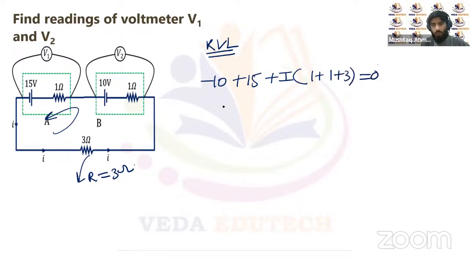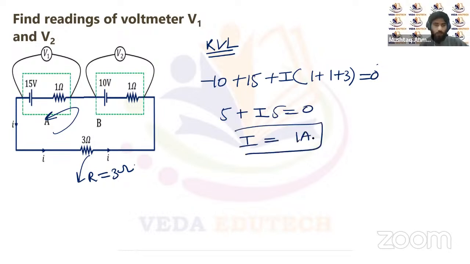So it will be 15 minus 10, that will be equal to 5, right? And 3 plus 2, that will be 5I, right? That will be equal to 0, right? It means the current I in that case is equal to 1 ampere, right? It will be equal to 1 ampere, right? So whatever the direction, actually it will be a minus 1 ampere, right?